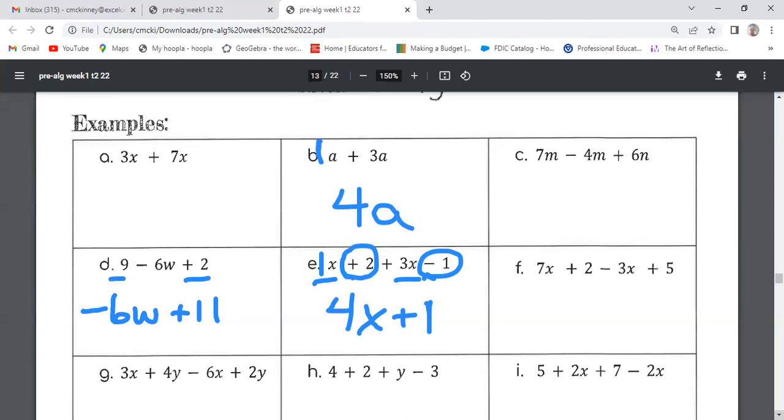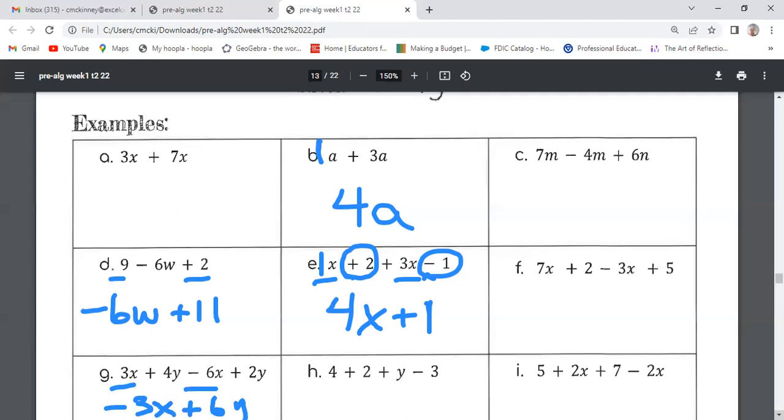You could have more than one variable. And to go back to the fruit example, we're not making fruit salad. All right. So if there are multiple variables, you can only put them together if they're the same. So like in G, 3x and negative 6x, negative 3x, 4y and 2y, positive 6y. Even if it's positive, we need the sign so that it keeps our terms apart.